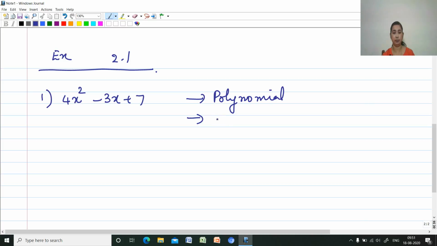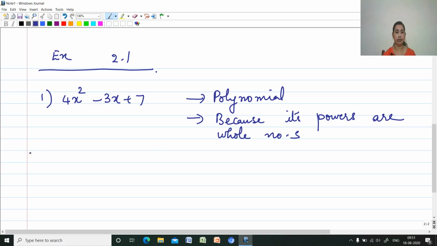It is a polynomial because its powers are whole numbers. Then in the second question also it is given y square plus root 2. There also we can see that the power of y is 2, therefore it is also a polynomial.